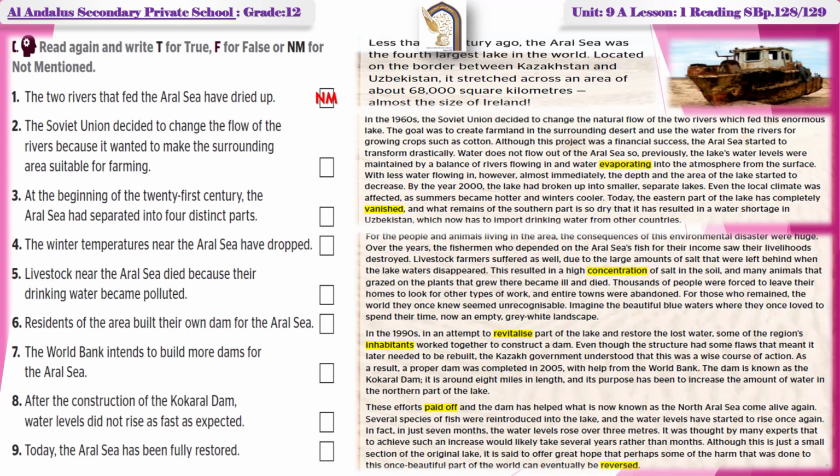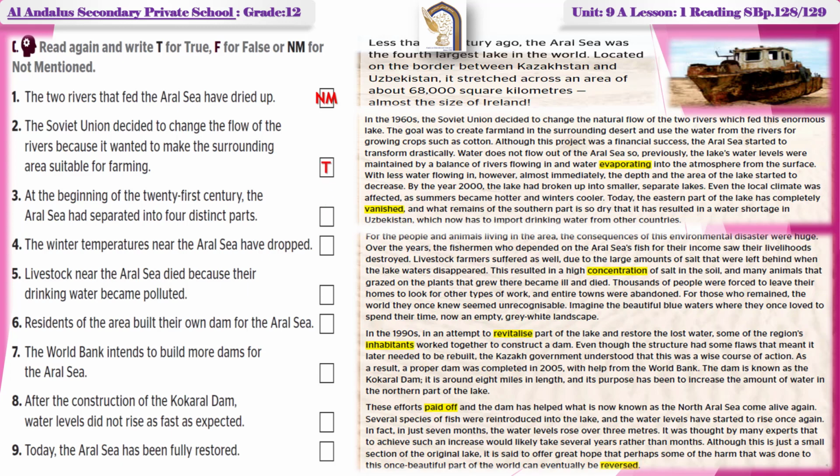Now, let's check our answers, gentlemen. Sentence 1. The 2 rivers that fed the RLC have dried up. That's a very good answer. Yes, the text does not give information whether the 2 rivers have dried up or not, so this is not mentioned. Sentence 2. The Soviet Union decided to change the flow of the rivers because it wanted to make the surrounding area suitable for farming. That's right. Very good. This is a correct answer.